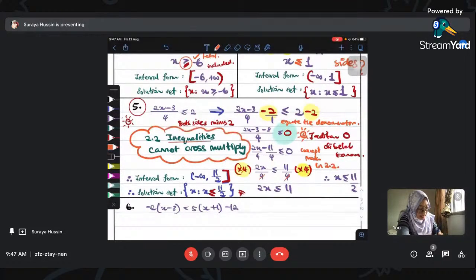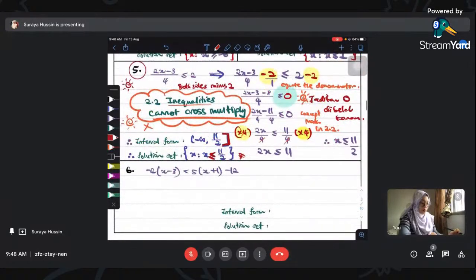2.2 inequality, cannot cross multiply. Cannot. Okay? Tolonglah ingat tu sampai hujung sem ni. When you remember that, you memang boleh perform lah. Memang boleh score 2.2 ni. Okay? So now nombor 6 ni, I want you to do by yourself. DIY question. You can do it by yourself.